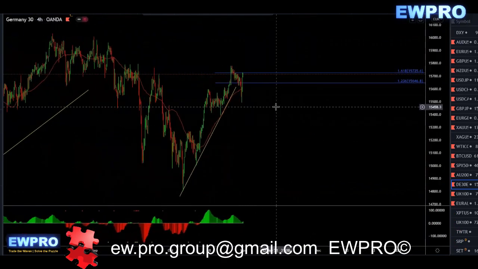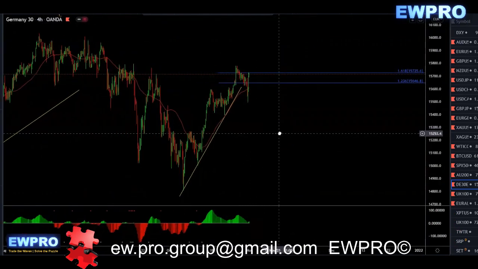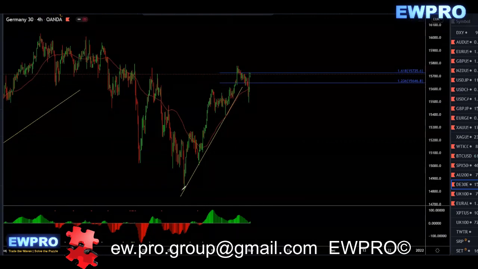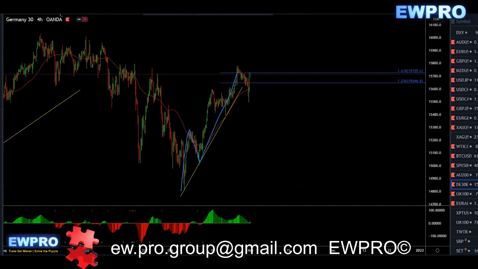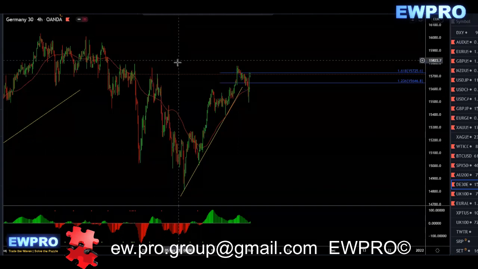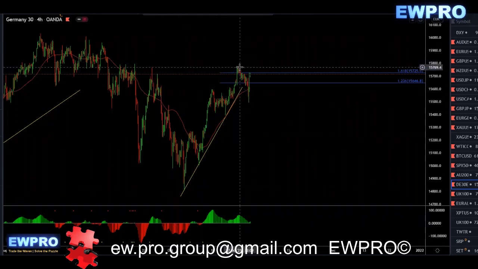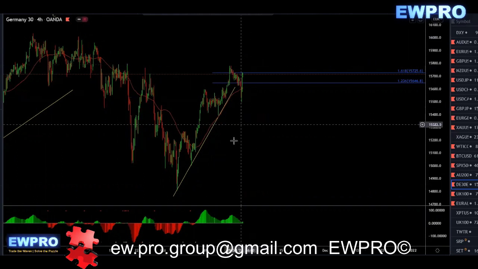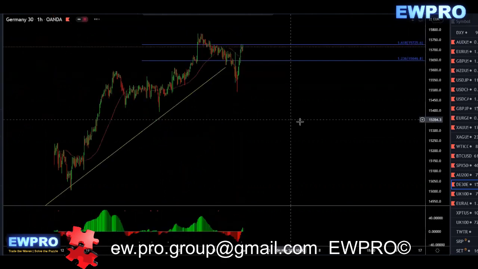On the H4, I was looking at this as a possible A, B, C, and then we get a larger A, B, C, and that still is possible. We haven't broken that top, or have we? Yeah, we have just broken that top now. This is looking bullish. Go down to the H1.